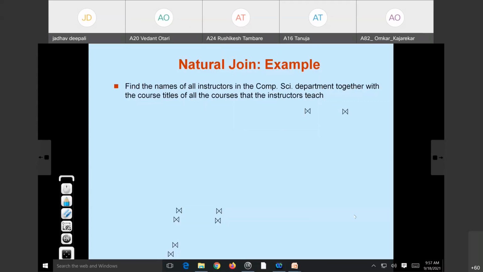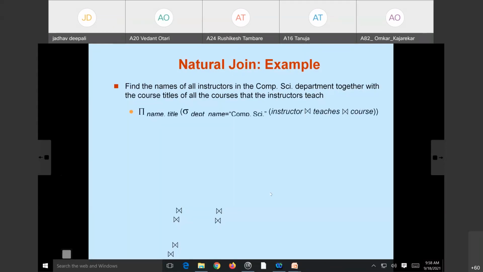In course, title is there, which we wish to appear in the result. In instructor, name is there, which we wish to appear in the result. Then the department name is there in instructor, on which we are going to apply the predicate. But to understand which courses are taught by which instructor, we need the teaches relation. So to evaluate this query, we require three relations: instructor natural join teaches natural join course.